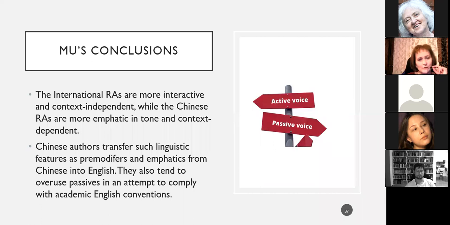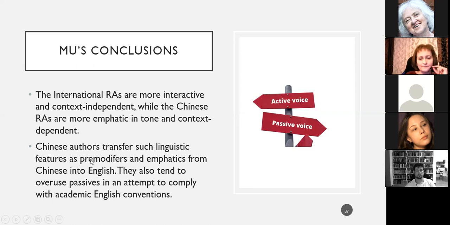That is, the topics raised in the Chinese research articles were usually devoted to some local realia and would be difficult to understand for international readers. And also it was found that Chinese authors transfer such linguistic features as pre-modifiers and emphatics from Chinese into English. And as I have mentioned, they tend to overuse passives in an attempt to comply with academic English conventions, which is typically associated with an extensive use of the passive voice.